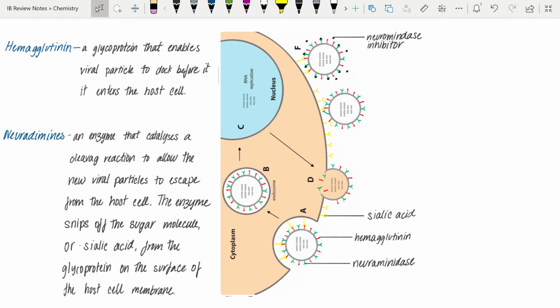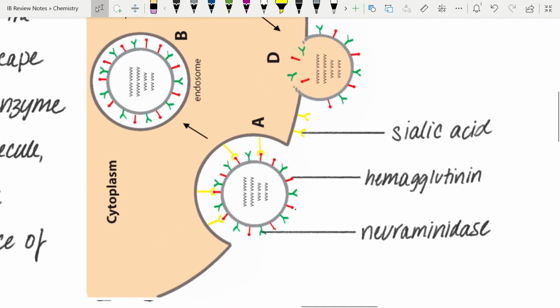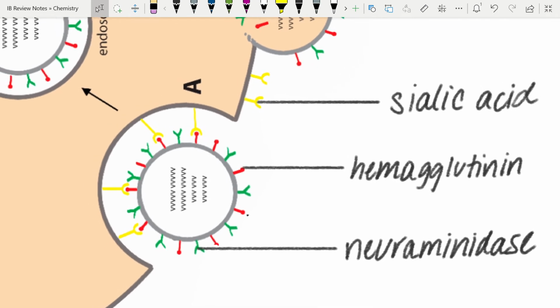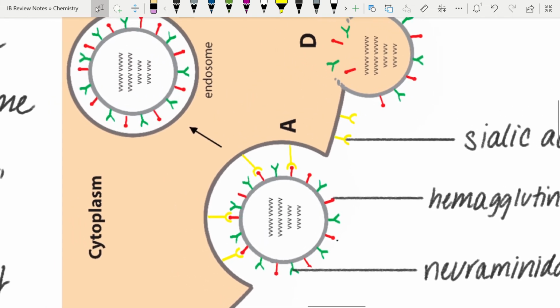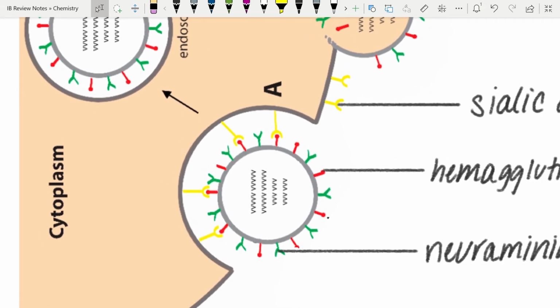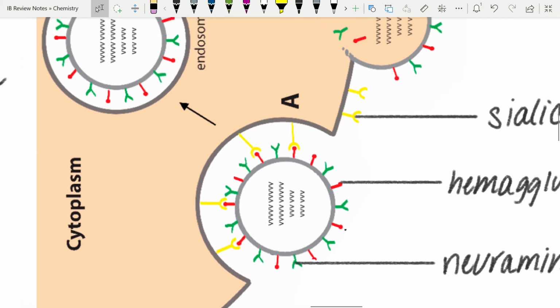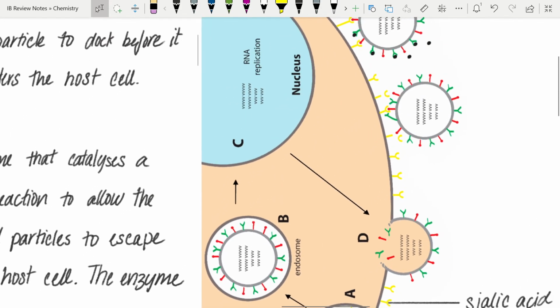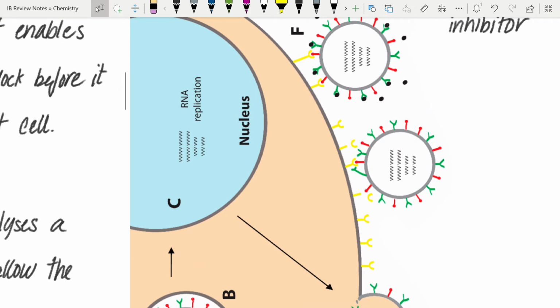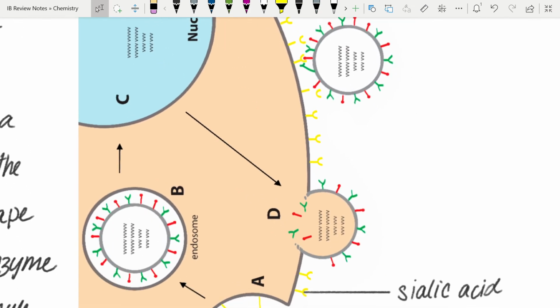So let's start from right here. The yellow is the sialic acid, which is on the edge of the cell. You have the red, which is the hemagglutinin, and the neuraminidase. So the virus is entering the cell, which is basically acting as a substrate, attaching itself to the active site because they are enzymes. And then it comes into the body, and then the RNA replicates in the nucleus. Then it comes back, so you see D if you're following that.